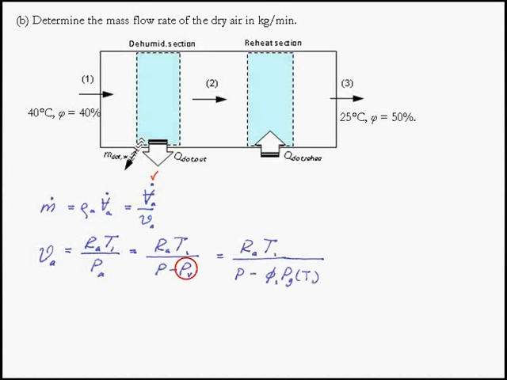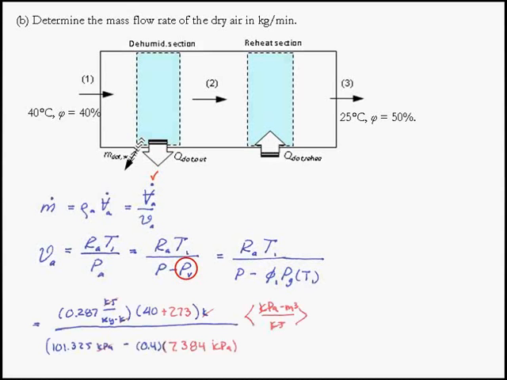So I take that relative humidity, multiply it by P sub G, that is the saturation pressure of water at the temperature T1, and then I have enough to plug in the numbers to find the specific volume, which is kind of tedious, which you can see from the resulting calculation. So I had to look up that 7.384 kilopascals, which is Psat at 40 degrees for steam. I had to make sure to use the absolute temperature for T-air, the unit conversions, etc., etc. I get my specific volume at state point 1.